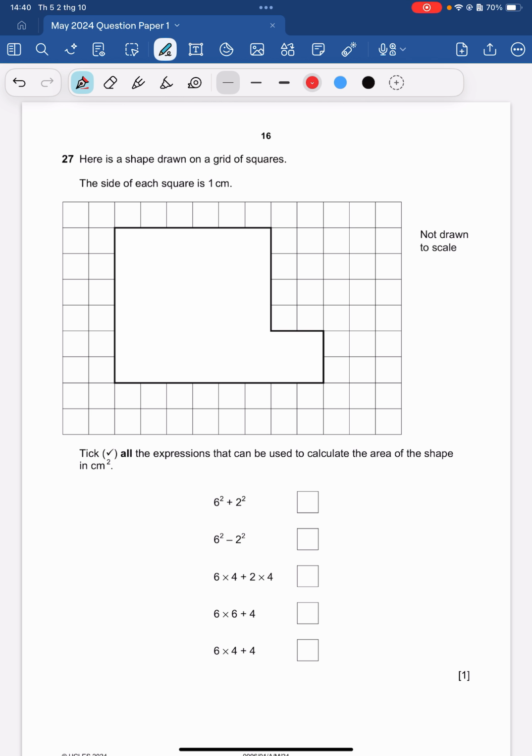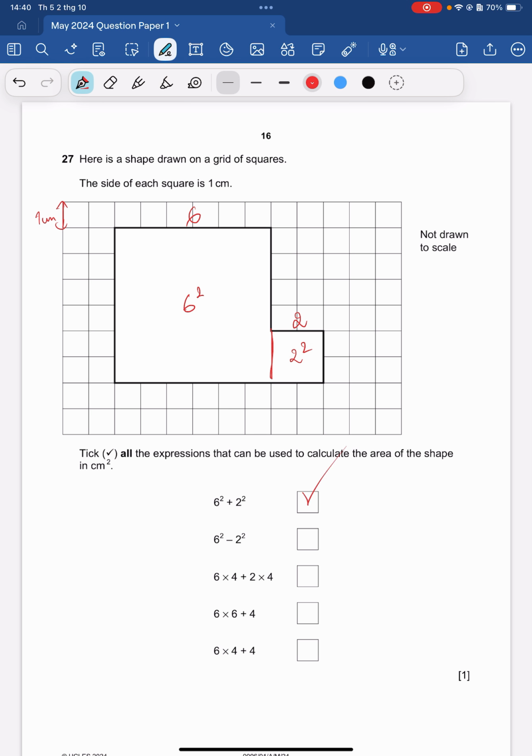Here the shape is drawn on a grid of squares. The side of 1, so that means it's 1. Take all the expressions that can be used to calculate the area of the shape in centimeters squared. Okay? So I think we should divide this into 2 squares, right? This one has 6. Second has 2. The length is 2, right? So this one is 6 square, and this one is 2 square. And we add them together. Is the first one correct?